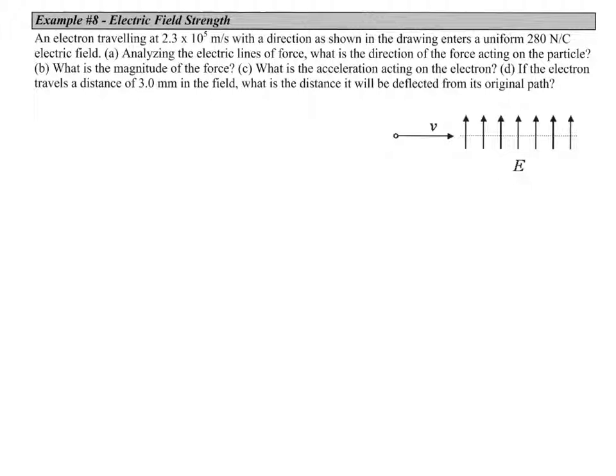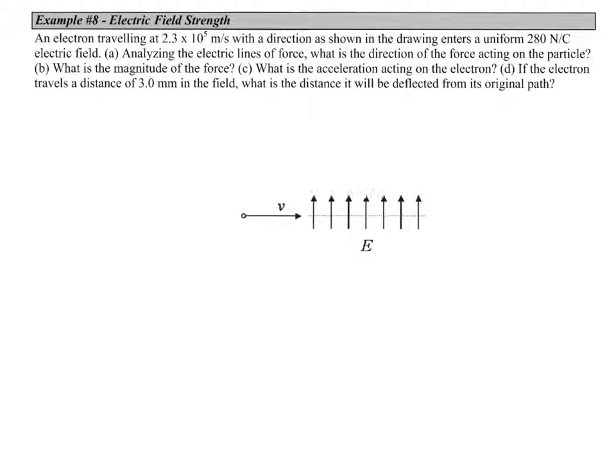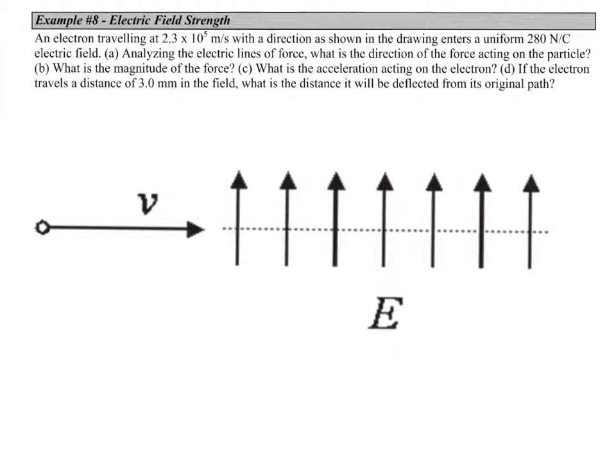Analyzing the electric lines of force, we want to figure out the direction of the force acting on that particle. What is the magnitude of that force? What is the acceleration acting on the electron? And if that electron travels a distance of 3 millimeters in the field, what's the distance it will be deflected from its original path? To solve this, let's imagine this were a ball being thrown into a gravitational field.